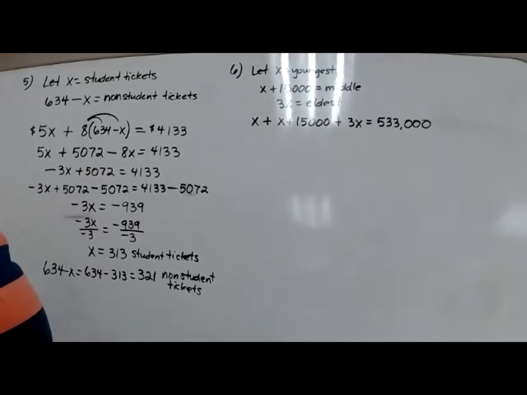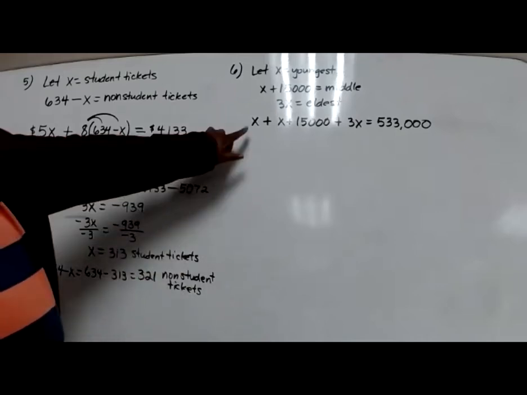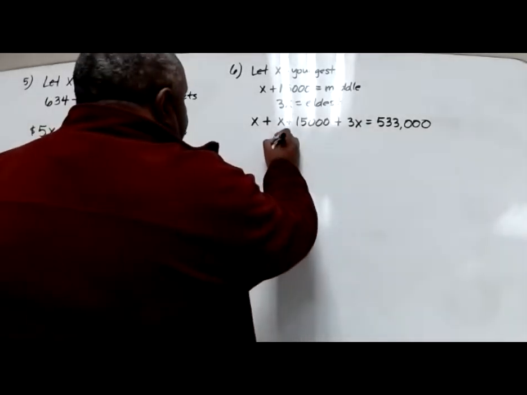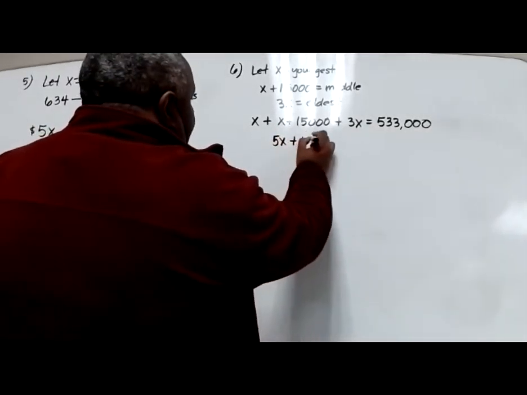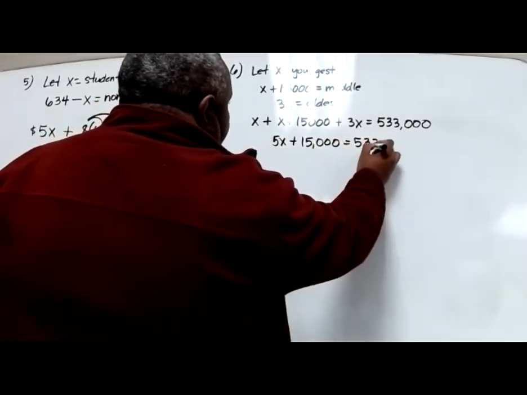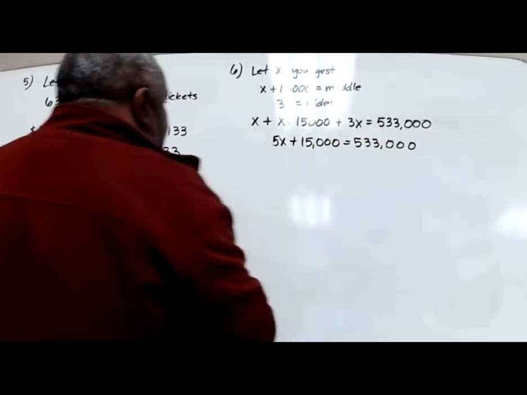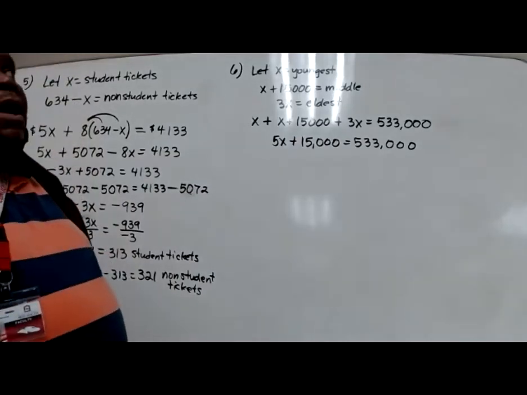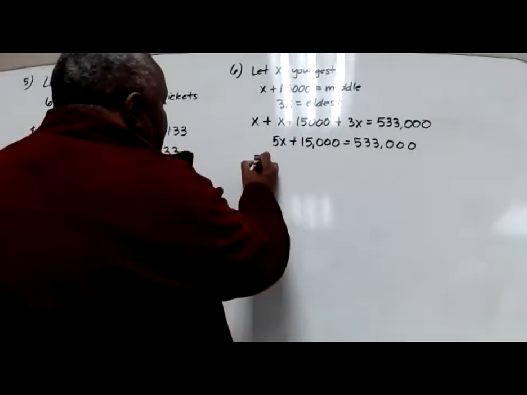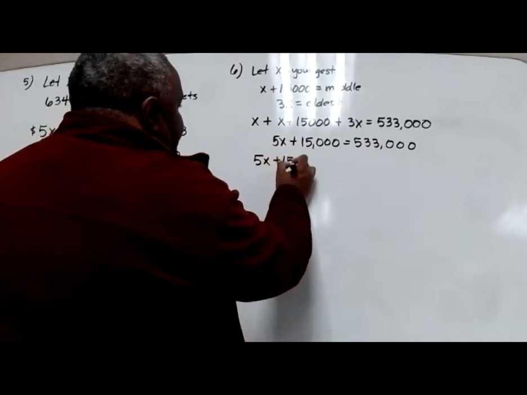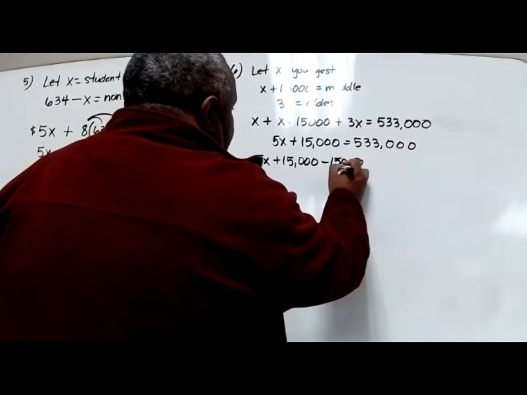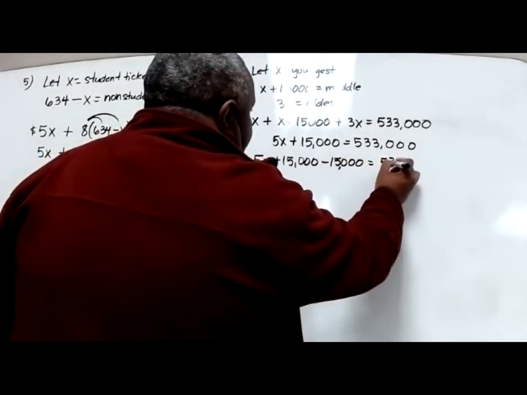Okay, so now let's combine some like terms here. 1x plus another 1x plus 3x is how much? 5x. So this will be 5x plus 15,000, and that's equal to 533,000. And then I want to solve this equation for x. Well, let's get 5x by itself. Opposite of adding 15,000 would be to subtract 15,000 on both sides.